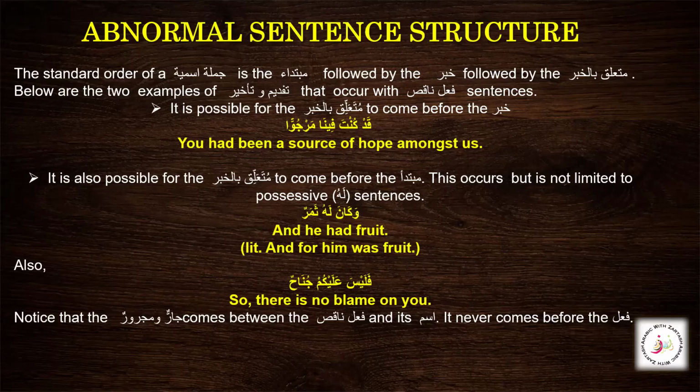So we have the i'rab now for kunta fina marjuwan, in which we see taqdeem and ta'khir happening because this muta'alliq bil khabar is coming before the khabar, before the standard order of the Jumla Ismiya Kana. Here we see the Ism Kana and the Khabru Kana, and the Khabru Kana is delayed because of this fina, that is muqaddam. So we have this jar wa majroor, and it is muqaddam to Khabar Kana, and that is mansub bil fatha. So you had been a source of hope amongst us is a beautiful example.